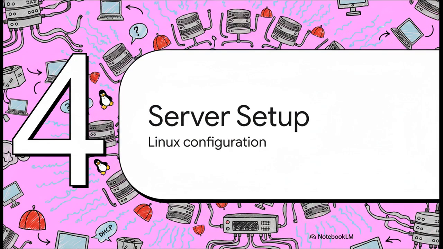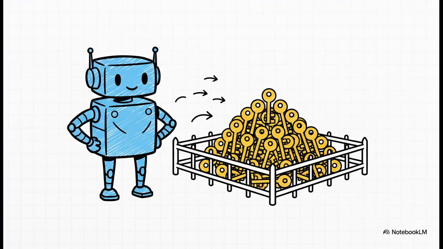Section 4. Setting up a server. Practical configuration in Linux. All right, let's get our hands dirty. Once you install the DHCP package on Linux, you configure it in a simple text file called /etc/dhcp/dhcp.conf. The absolutely most critical line in that entire configuration file is the range declaration, like range 192.168.1.100, 192.168.1.200 semicolon.